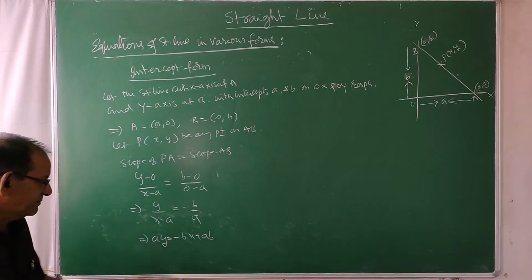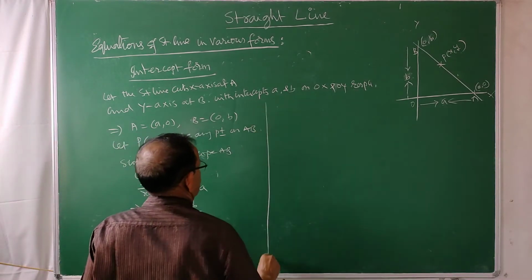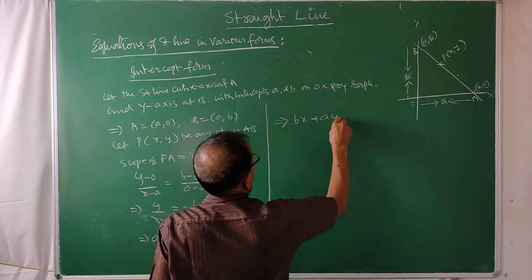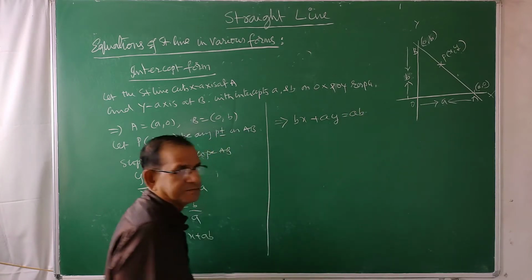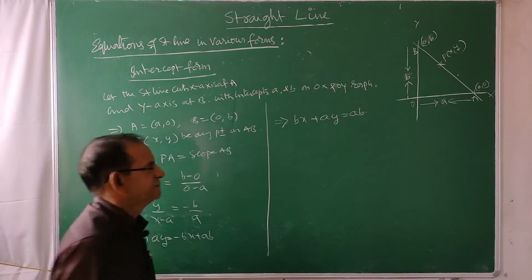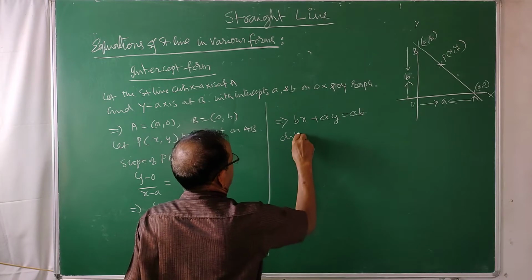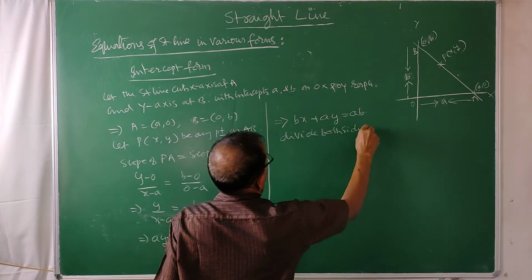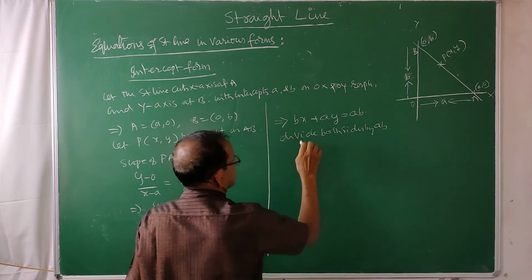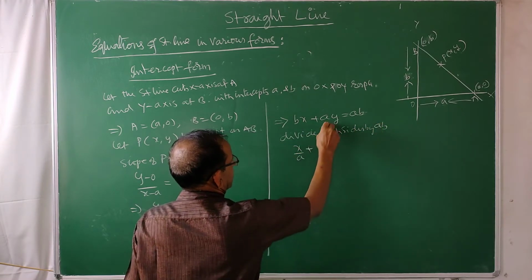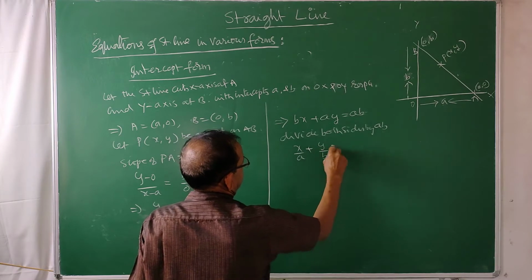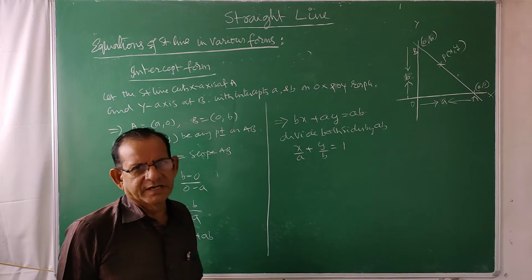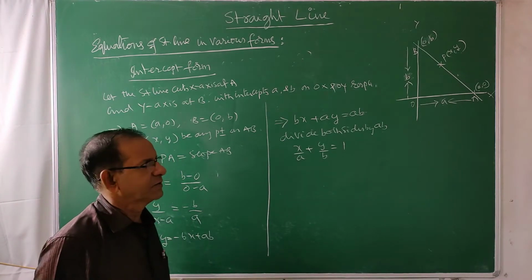So bring bx to the left side. That implies bx plus ay is equal to ab. Divide both sides by ab. bx by ab means x by a, ay by ab means y by b, is equal to ab by ab, which is 1. This is the intercept form: x by x-intercept plus y by y-intercept is equal to 1.